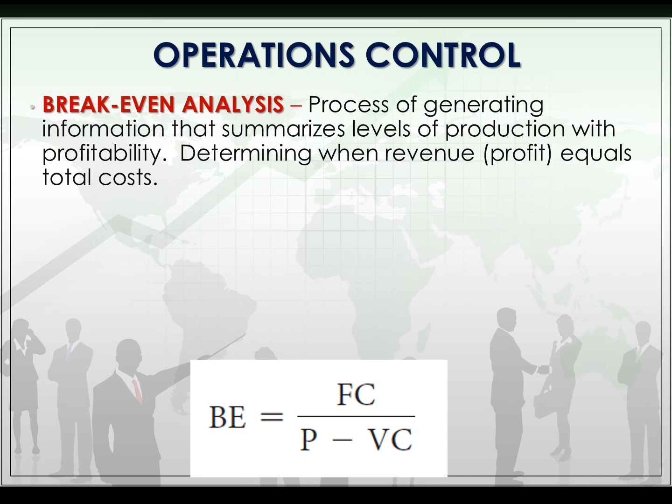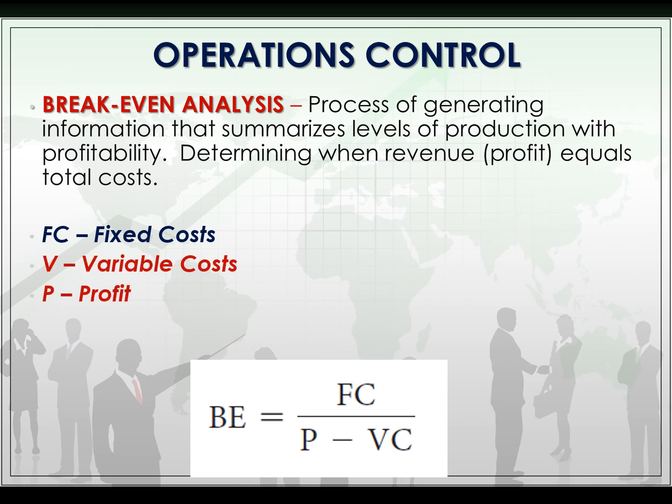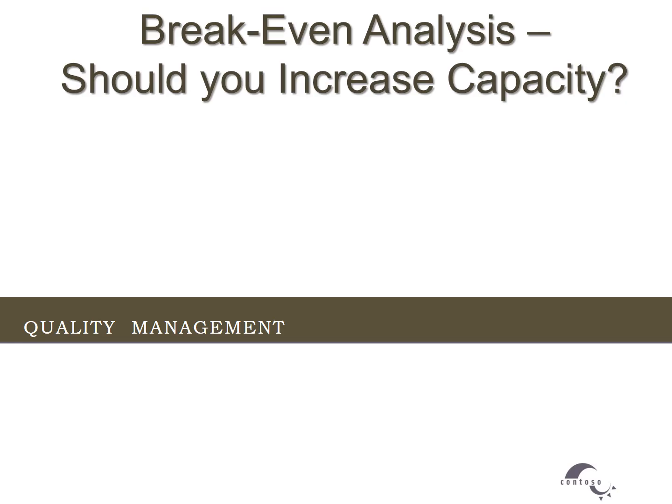We have what's called a break-even analysis. This is the process of generating information that summarizes levels of production with your profitability. It determines when your profit equals your total cost, and it's with the following formula below. FC is your fixed costs, V is your variable costs, P is your profit. So your fixed costs divided by your profit minus the variable costs gives you your break-even analysis.